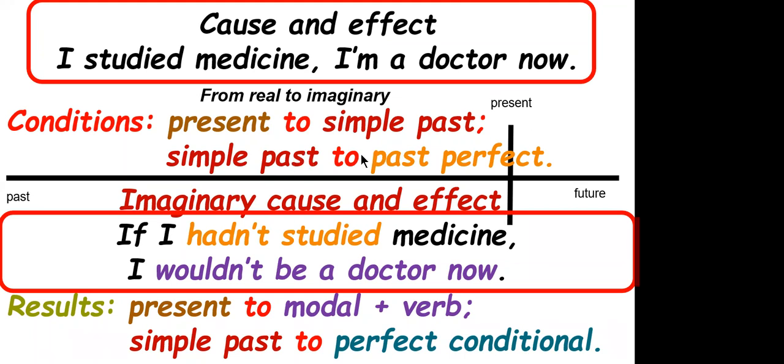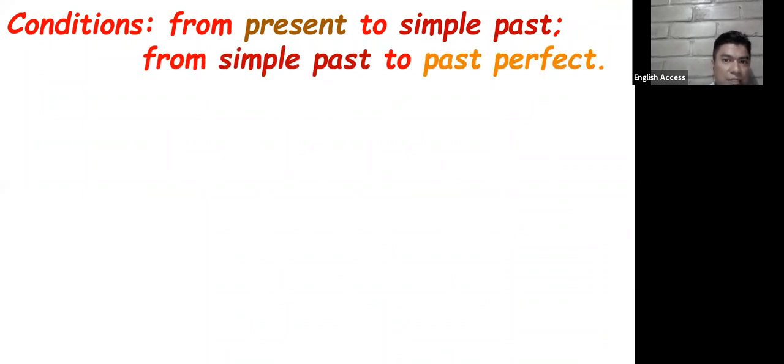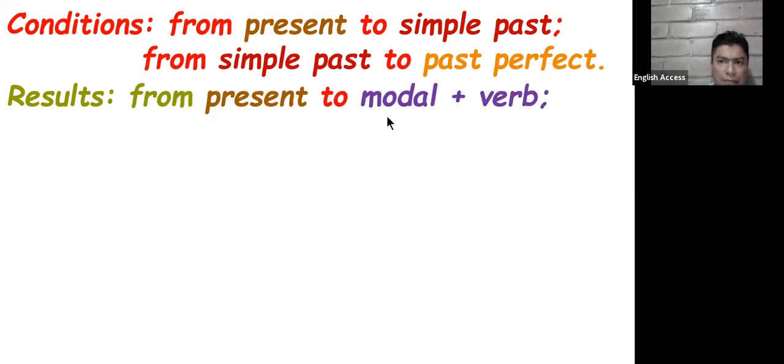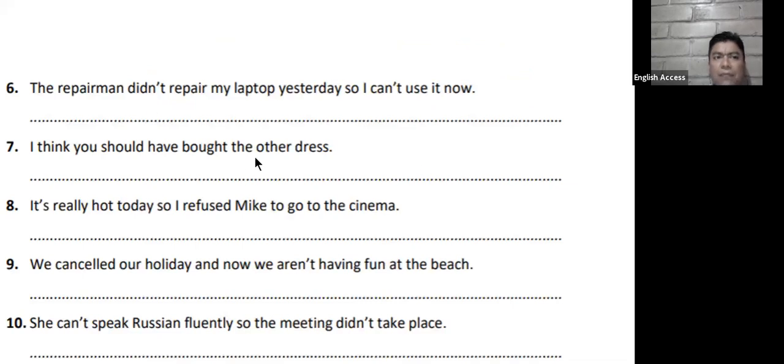Yes. Next. All right, so now we have conditions. When the sentence is in the present, the condition moves to simple past. When the condition is in the simple past, then we move it to past perfect. It shifts. And the results are always with would. Either modal would plus verb or perfect conditional, which is would plus have plus verb in participle.